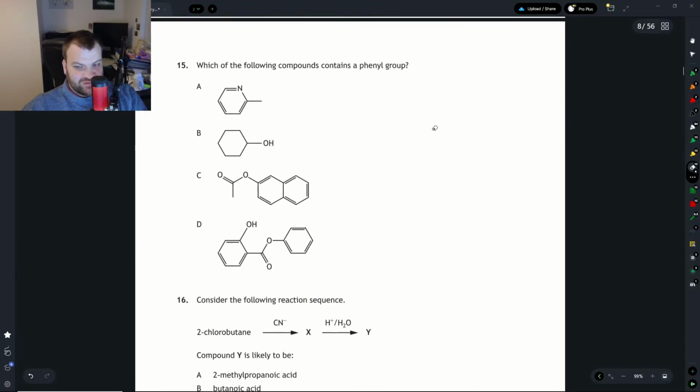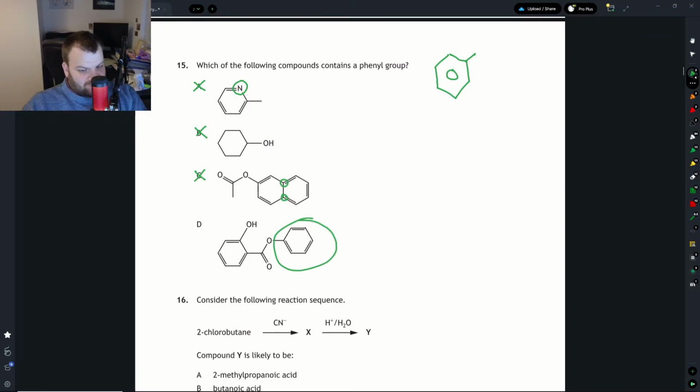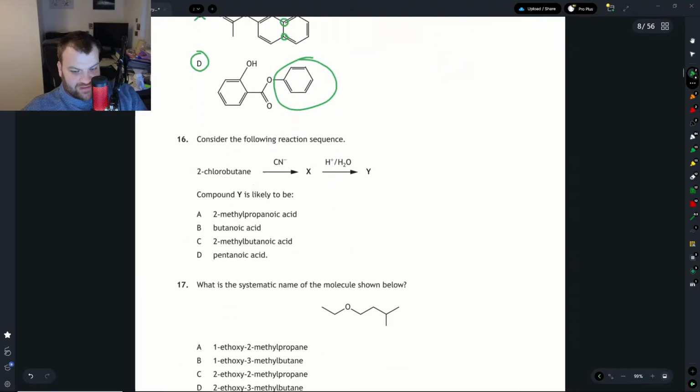Next up, number 15, we're talking about a phenyl group. A phenyl group is when we have our benzene ring attached to one thing. In this one, we have a nitrogen in the ring, that's ruled out. B, we have a cycloalkane, not a phenyl group. Here, these phenyl groups are bonded twice. That's going to rule that out as our answer. And we do have a C6H5 joined onto that oxygen. We do have a phenyl group in D, making that our correct answer.